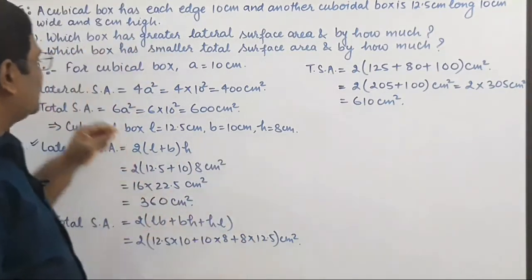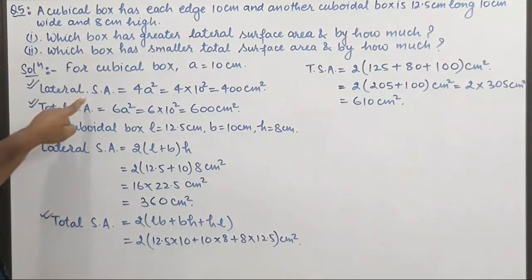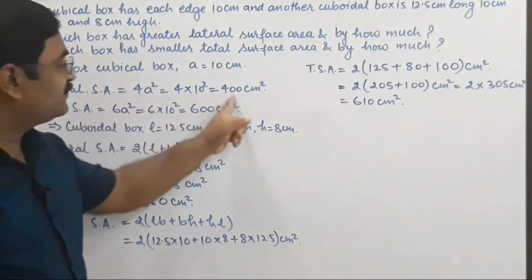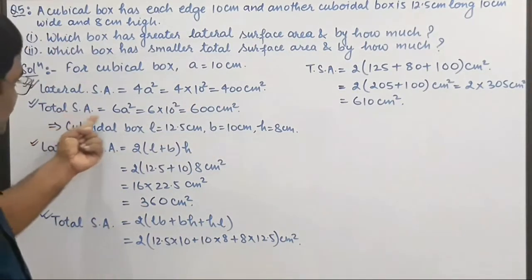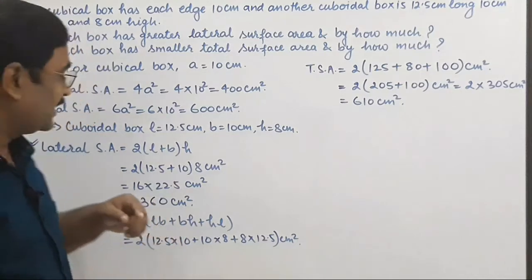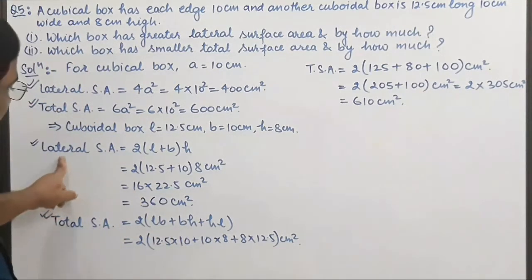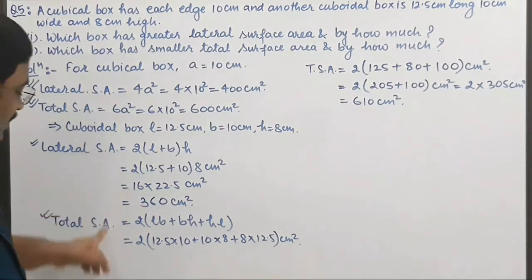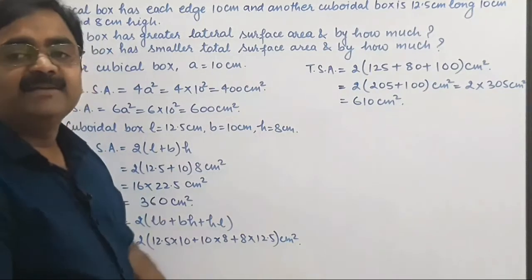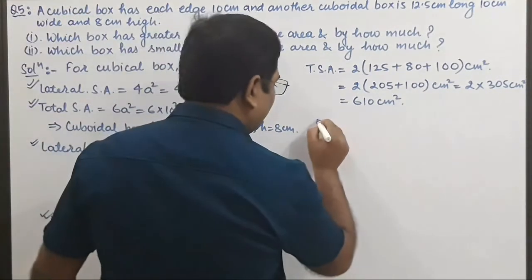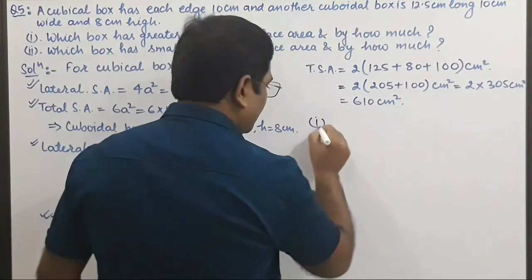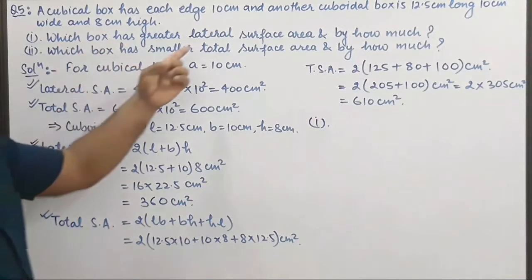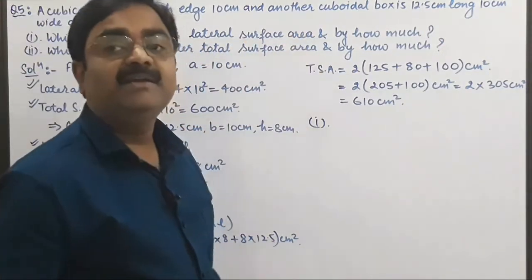The required things: lateral surface area of cubical box is 400 centimeter square. Total surface area of cubical box is 600 centimeter square. Now for the cuboidal box, lateral surface area is 360 centimeter square and total surface area of cuboidal box is 610 centimeter square. Now let us find the answer of first one. First one, what is asking? Which box has greater lateral surface area and by how much?